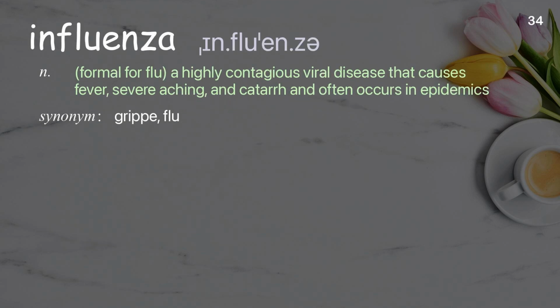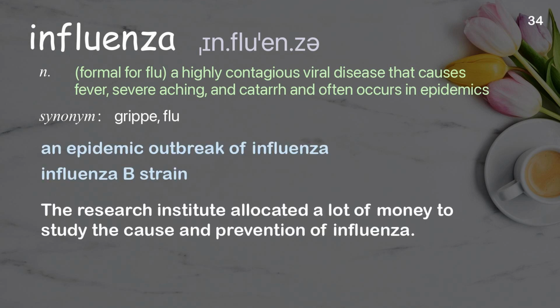Influenza. Formal for flu, a highly contagious viral disease that causes fever, severe aching, and catarrh, and often occurs in epidemics. Examples: an epidemic outbreak of influenza, influenza B strain. The Research Institute allocated a lot of money to study the cause and prevention of influenza.